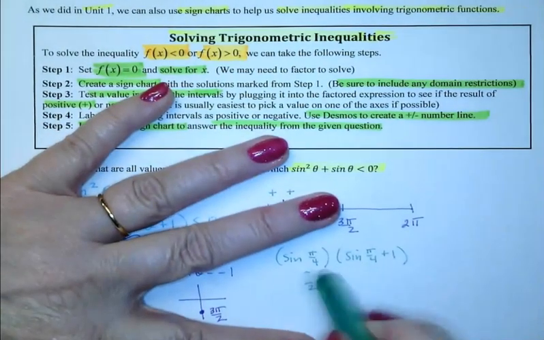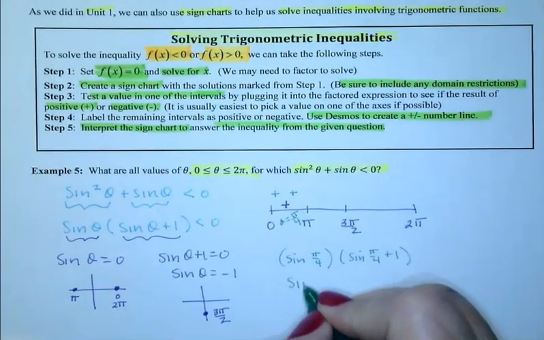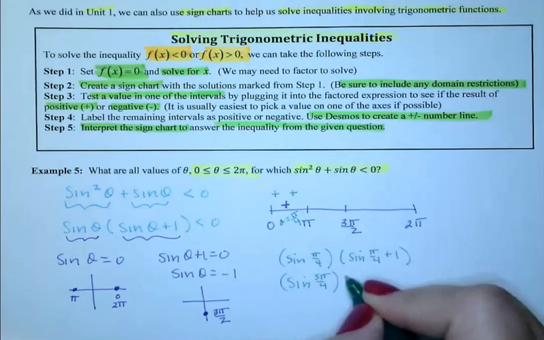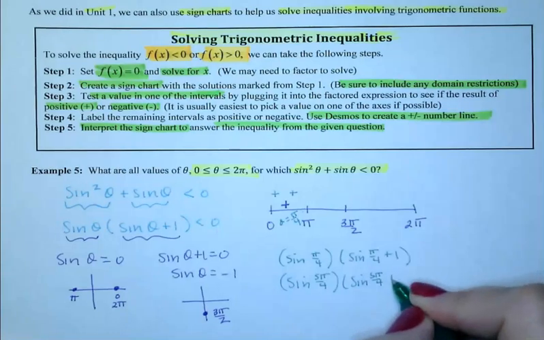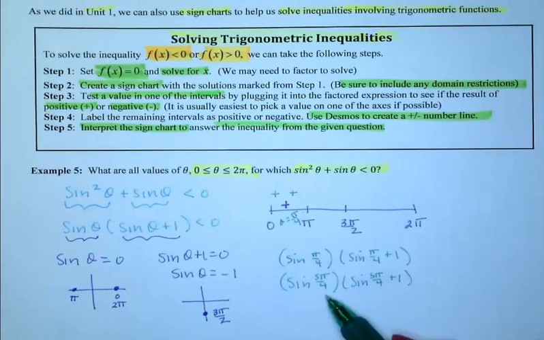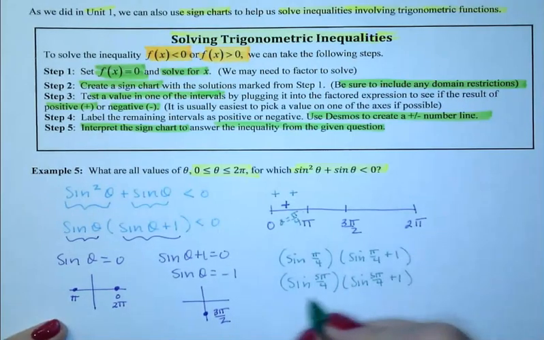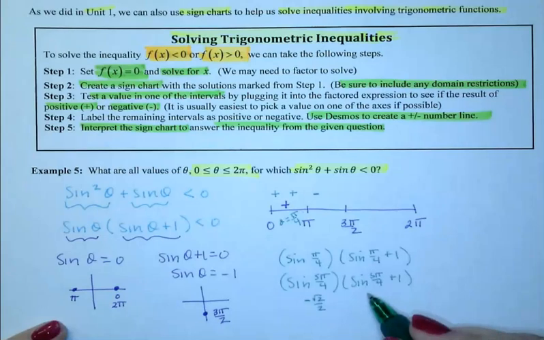So let's see, I'm going to erase this so we have some room. So then I'm going to say sine of 5 pi over 4. And then I'm going to do sine of 5 pi over 4 plus 1. So if I know my sine values, remember those are the second coordinates and everything is negative in this quadrant. So then this value here is negative square root of 2 over 2. So that gives me a negative. And then over here, that would be negative square root of 2 plus 1.